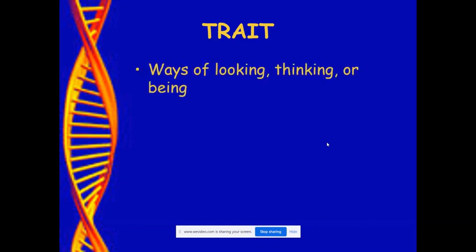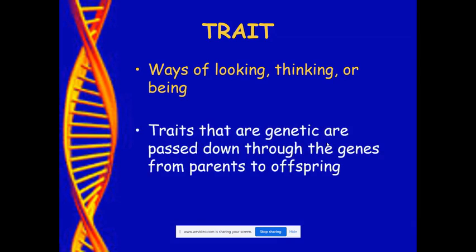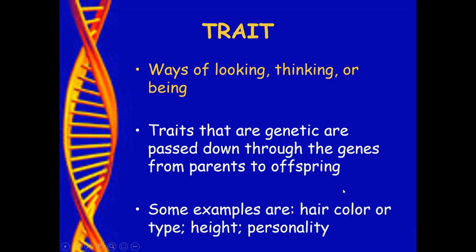So a trait is a way of looking, thinking, or being. Traits, we're only interested in traits that are genetic and are passed down through the genes from parents to offspring. And some examples are hair color or type, height, personality. So to give you another example of traits that are genetic, if someone was born maybe with a genetic disease that caused them to not have a hand, that would be a trait that we're interested in.